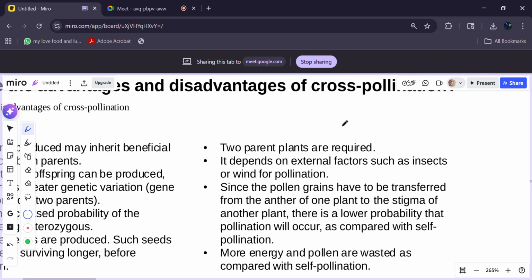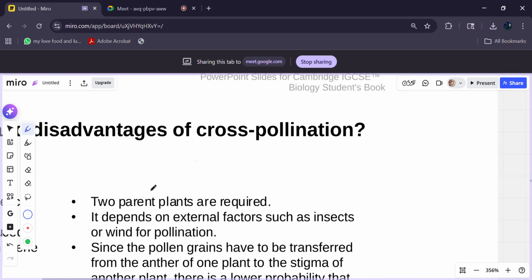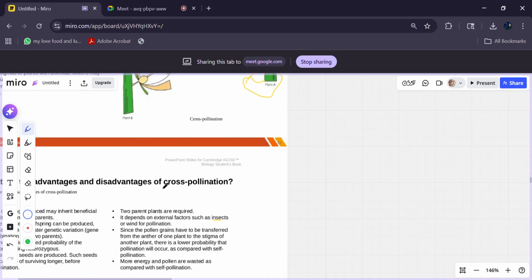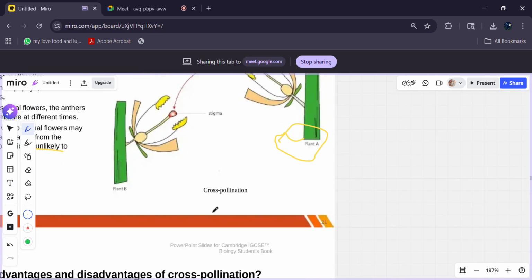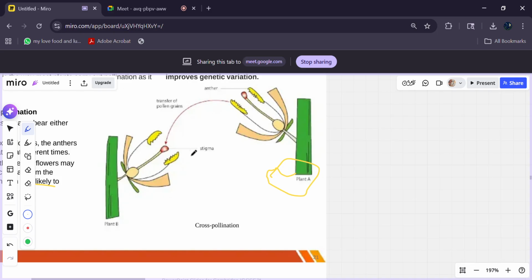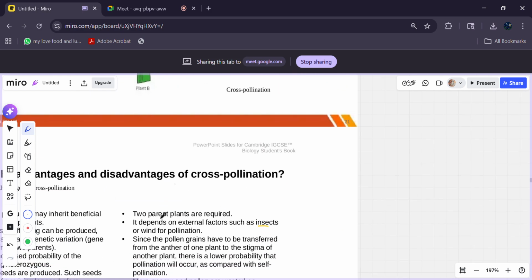Now, what are the disadvantages? Well, in cross-pollination, two parent plants are required, and it depends on external factors such as insects or wind. Due to the fact that the plants are very far apart, without wind, insects, or other external factors, pollination cannot occur between these two plants, unlike self-pollination, where the flower is quite close to the other flower because they're on the same plant.